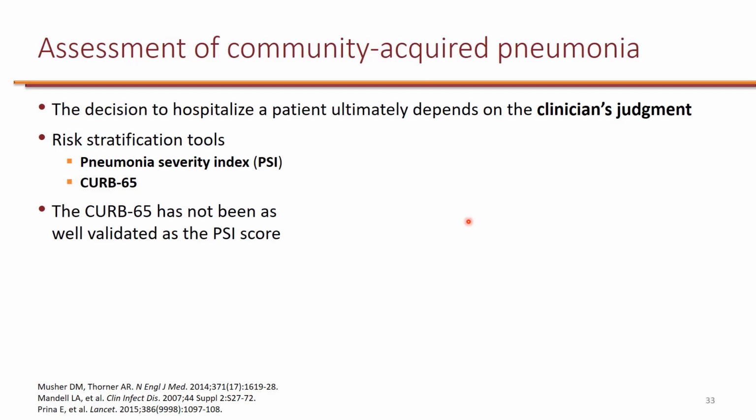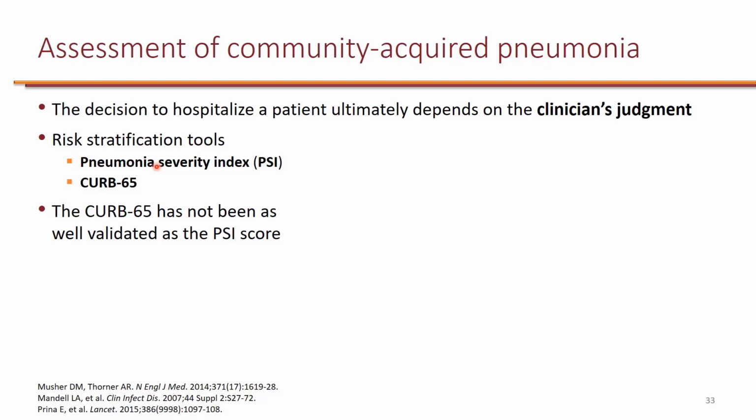Now, of course, the decision to hospitalize the patient ultimately depends on the clinician's judgment. So clinical judgment is important, but there are also some tools that can be used in order to aid in making that decision. So there's the Pneumonia Severity Index, or PSI. It's also referred to as the PORT score. And there's the CURB-65 score.